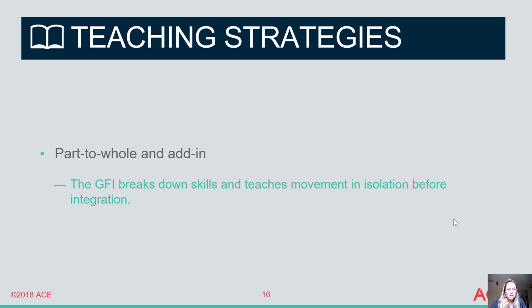Another one that we see is the part to whole. This is where the group fitness instructor breaks down skills and teaches movement in isolation before integration. So for example, let's say that I'm doing a kickboxing class and I'm going to teach a jab with the right arm, and I might do a bunch of reps on the right, and then I want to do a front kick with the left leg. So I might do 8 jabs with the right, and then I might do 8 front kicks with the left leg. And then I might put them together, jab right, front kick left, jab right, front kick left. So apart, I'm individually teaching the move, which is the jab, and then the front kick, and then I'm putting them together as a whole combination.